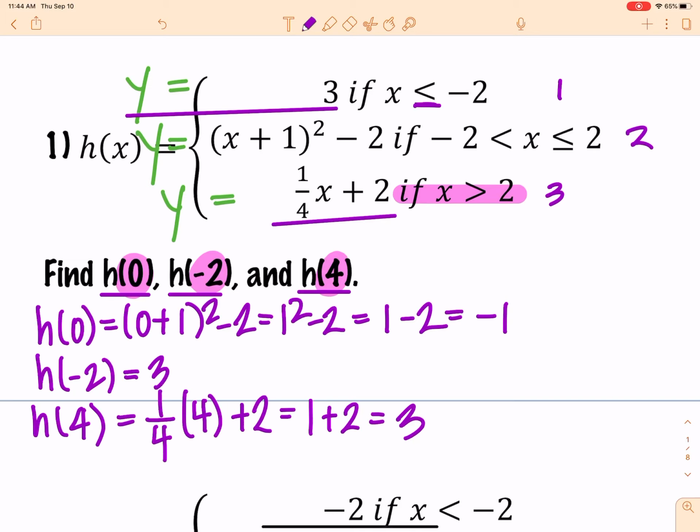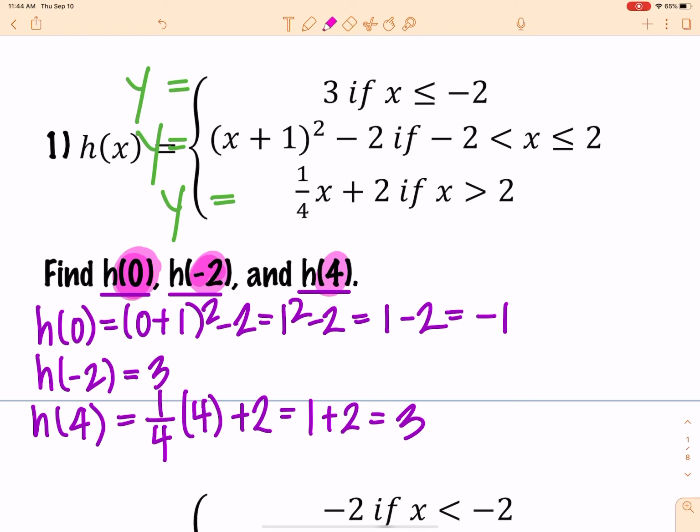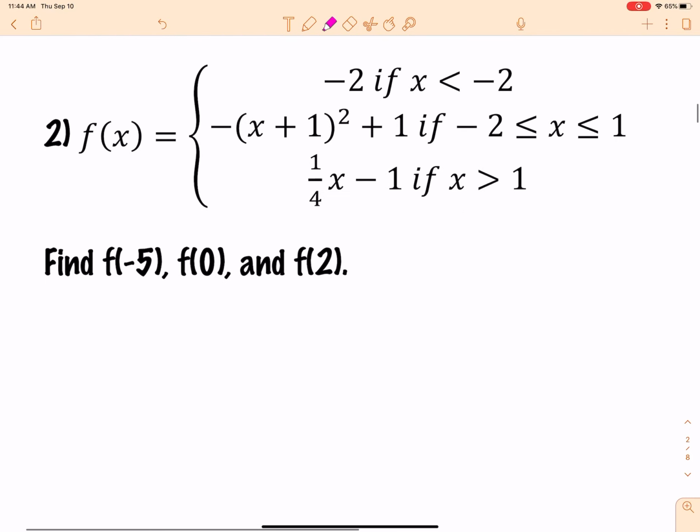Okay, so that's how you evaluate these piecewise problems. This is setting you up for when we learn how to graph. So again, you look at where each of these inputs fit into your domains, and then you plug them into the specified equation. So this should be very easy for right now. Okay, number 2, same idea.